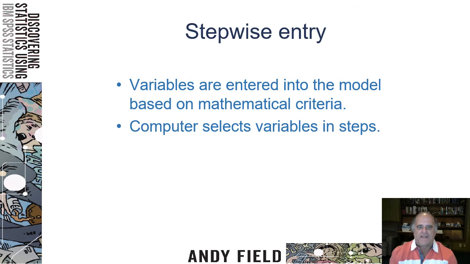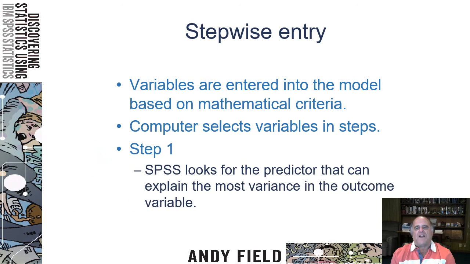Okay, so stepwise entry then, variables are entered in the model based on a mathematical criteria. The computer selects the variables in each step. So if you think about it, especially for example, SPSS, in step one, it looks for the predictor that can explain the most variance in the outcome variable, and it enters that.